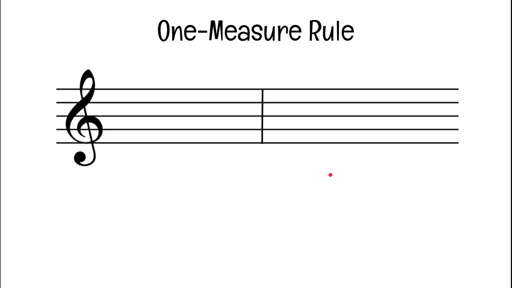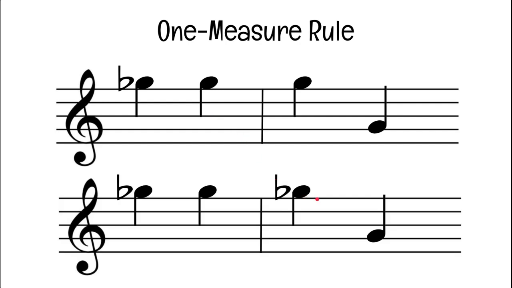We have a couple rules surrounding accidentals. First, the 1 measure rule. We have a G flat right here. This G flat also applies to this G right here. So this G would be a G flat, but not this G and not this G because they are in a different measure. So an accidental only applies to notes that are within the same measure.